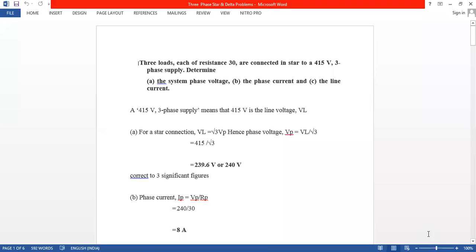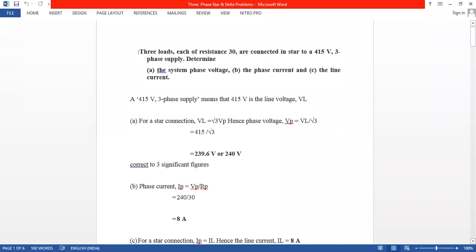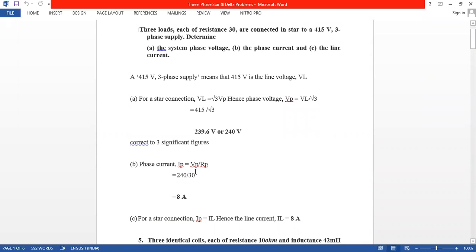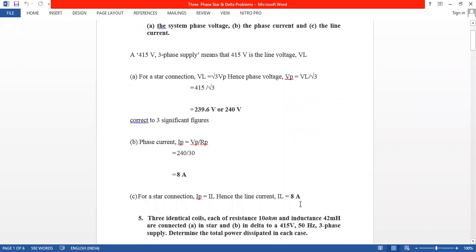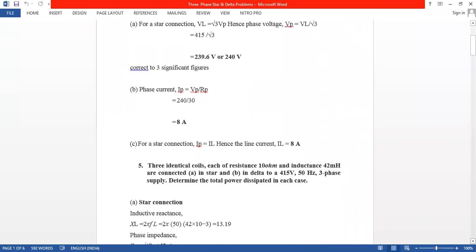Immediately, what is phase current? Phase current equals phase voltage by impedance. But here impedance is not given in this problem, only resistance. So phase voltage by, what is the resistance given? 30. You can put directly 30. You will get this phase current. And for star connection, line current equals phase current, so the answer is the same. I'll post this material; you can see and practice, but we'll discuss this one.